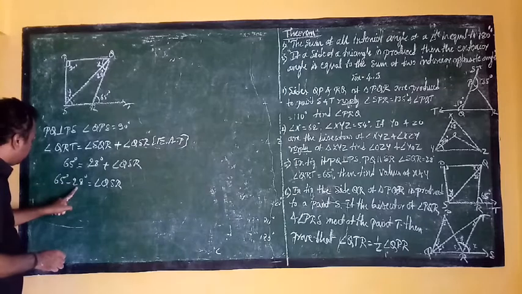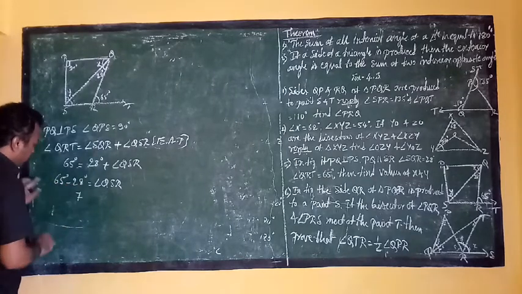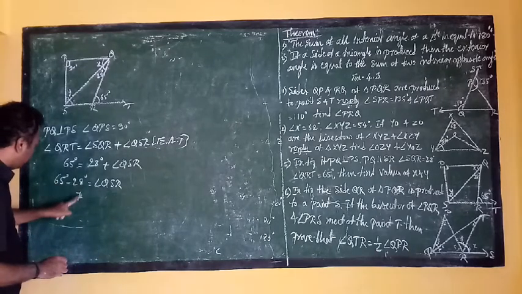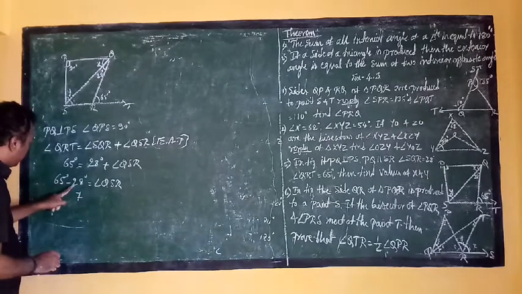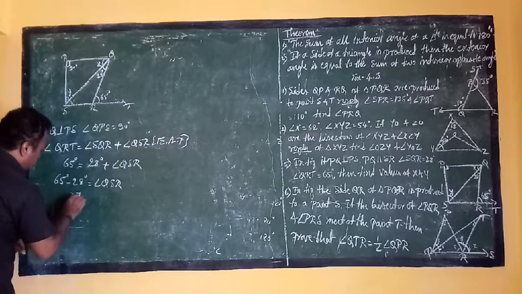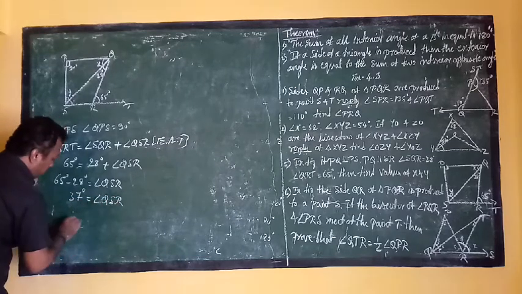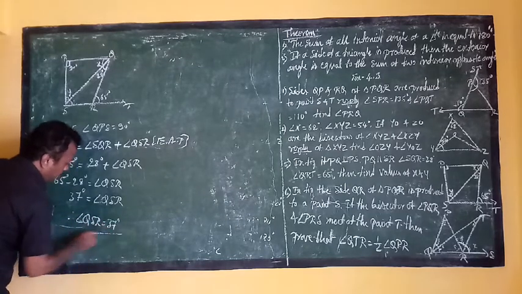65 minus 20, 50 minus 8, 15 minus 8 is 7. Okay, right. The remaining is 5. 5 minus 2 is 3, 37 degrees. So therefore angle QSR is equal to 37 degrees.